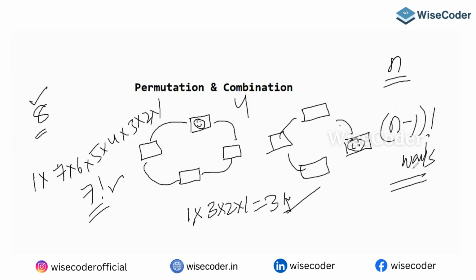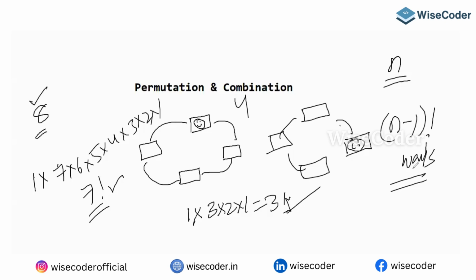So the generalization is what, guys? In general we can say n people can be seated around a circular table in n minus 1 factorial ways. Okay, that's how you can end your answer. So we'll try to solve a few questions.